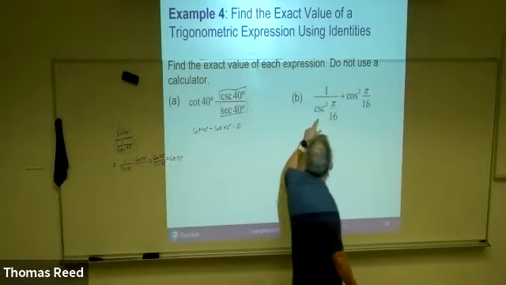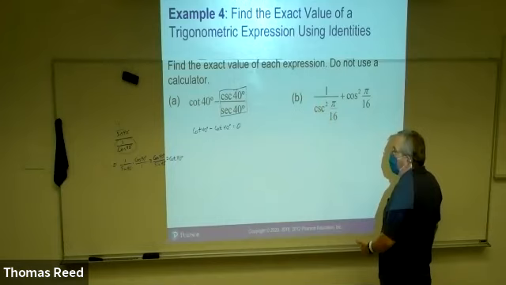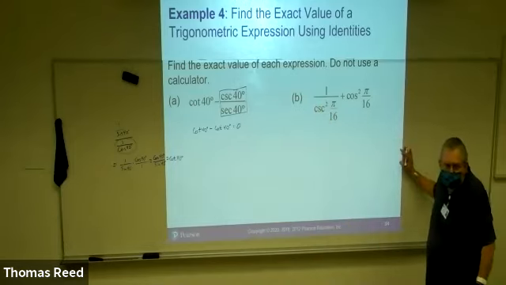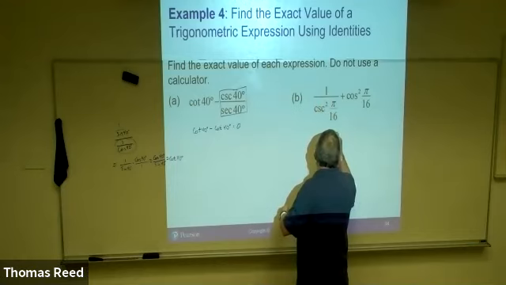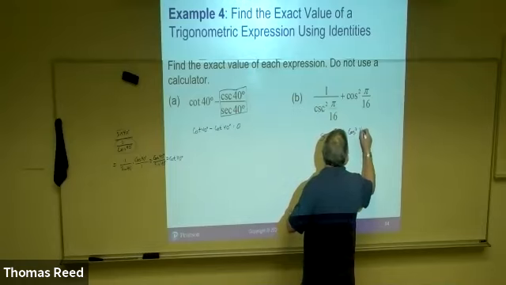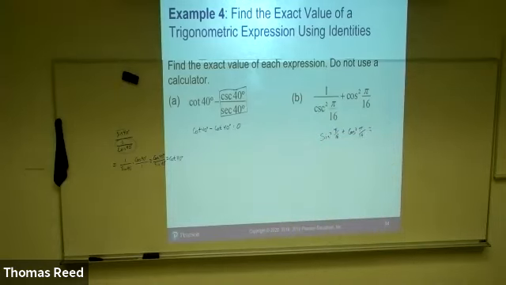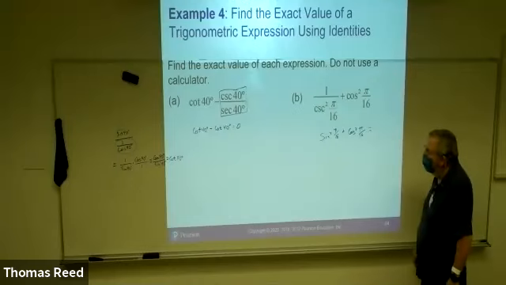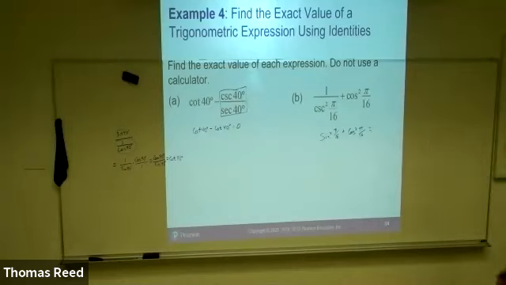And on this one, 1 over is the reciprocal of the denominator. So what's the reciprocal of cosecant? Sine. So this is just sine squared of pi over 16 plus cosine squared of pi over 16. What's sine squared plus cosine squared? What does this equal? It's the first Pythagorean identity.